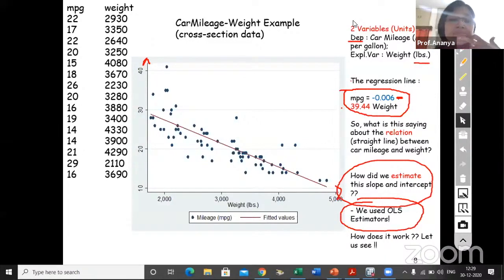What is the significance of OLS? It will be clear. Why is the intercept negative?